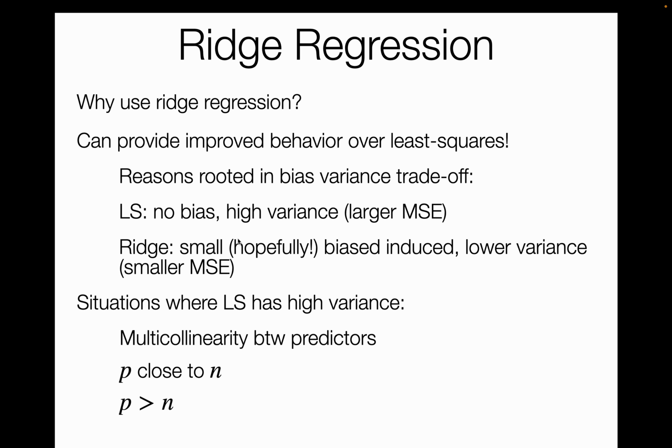Second is when P is close to N. P is the number of predictors you have. N is the sample size. So when you have a lot of predictors, not a lot of data, then you have high variance. And also, even worse than close to N is more than N, which can be a big problem when you have more predictors than data. That is usually not going to be the case for many of our situations, but can be the case for certain types of data.